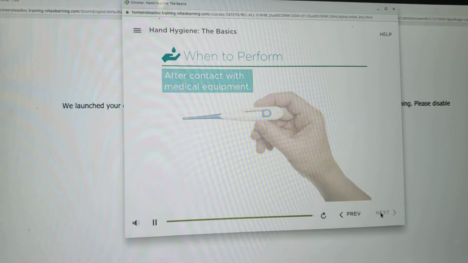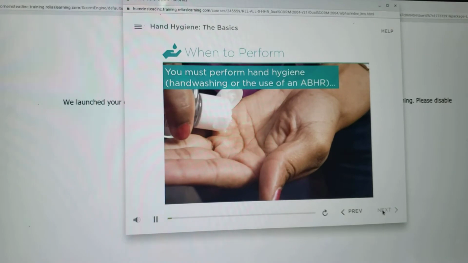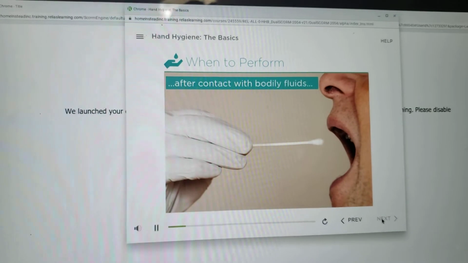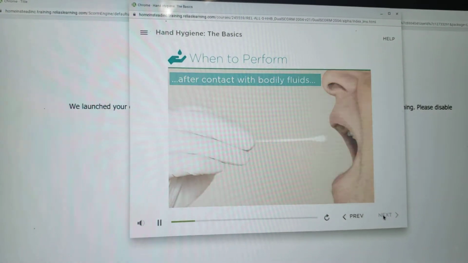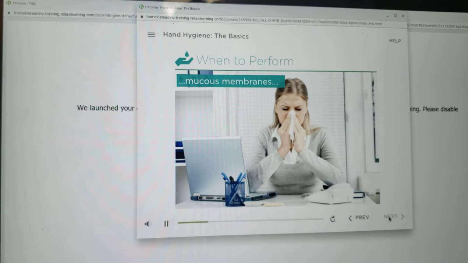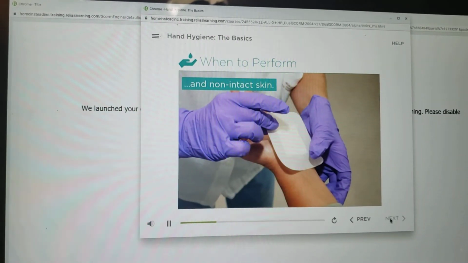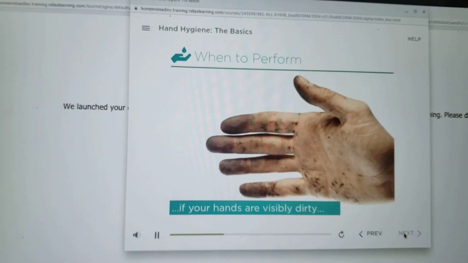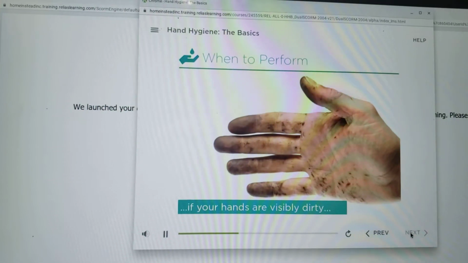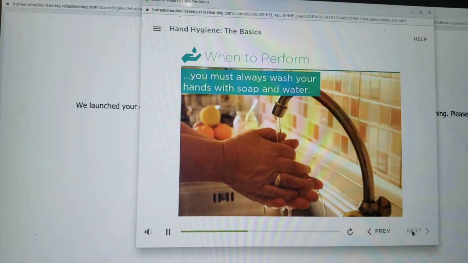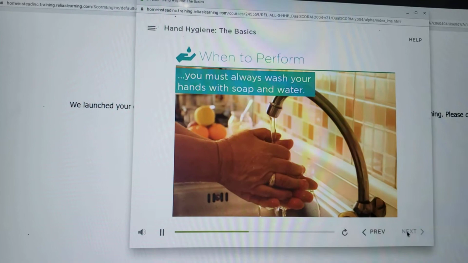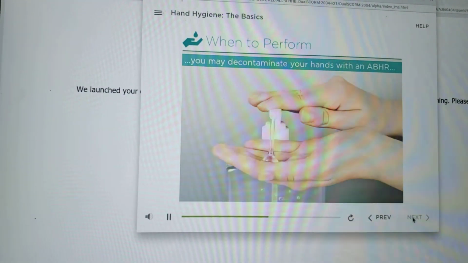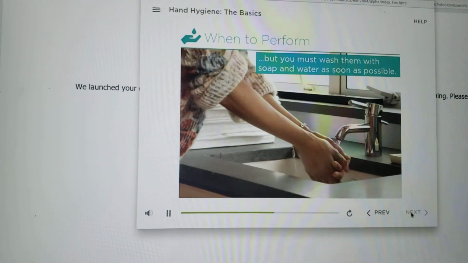You must perform hand hygiene, hand washing, or the use of an ABHR after contact with bodily fluids, such as urine or blood, mucous membranes, such as the mouth or nose, and non-intact skin. However, if your hands are visibly dirty or contaminated with blood or other potentially infectious materials, OPIM, you must always wash your hands with soap and water. If a sink is not close by, you may decontaminate your hands with an ABHR, but you must wash them with soap and water as soon as possible.